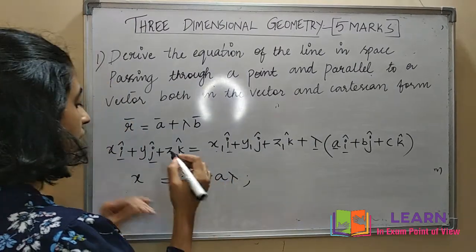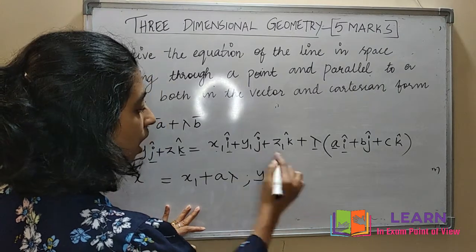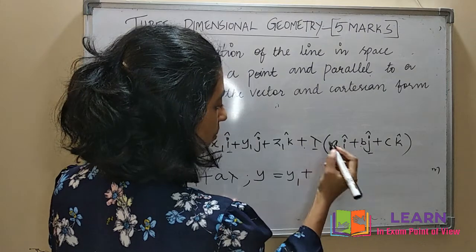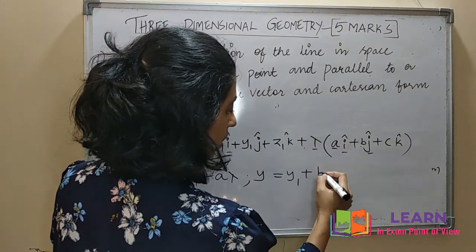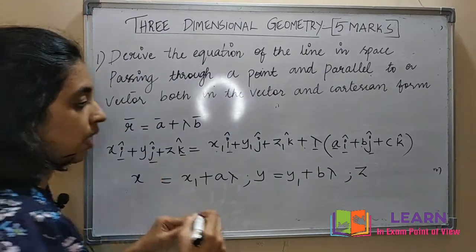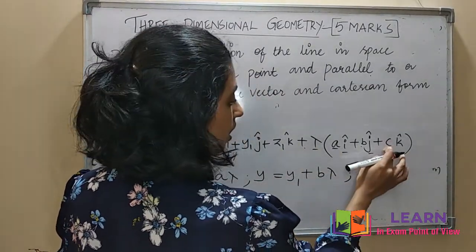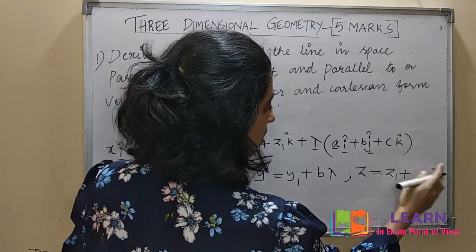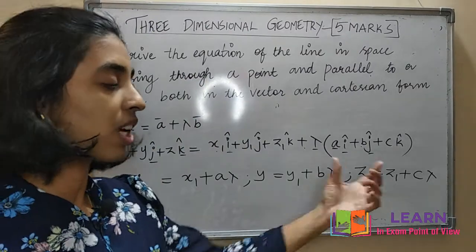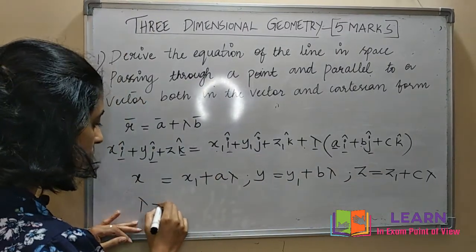Okay, similarly, the j coefficient: here it is y. Here we have y1 plus b into lambda. Similarly, the k coefficient: z equals z1 plus c lambda. From each of the equations, take lambda on one side. Here what is lambda equal to?